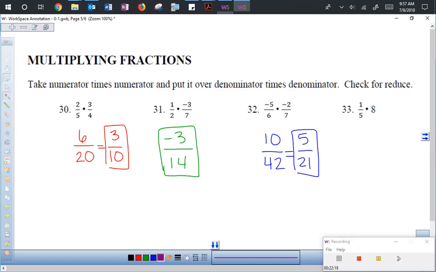And 33. On 33, I have 1/5 times 8. Remember, any integer like this can be rewritten as a fraction, as 8 over 1. Now, please take numerator times numerator, and we get 8, over denominator times denominator, and we get 5. Now, do not turn that into a mixed number. We want to leave it as an improper fraction.